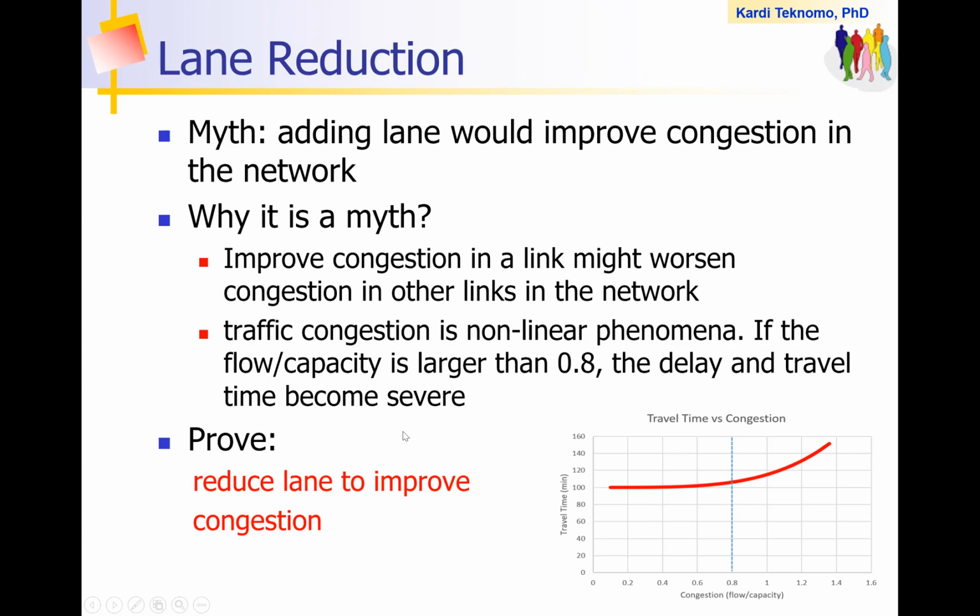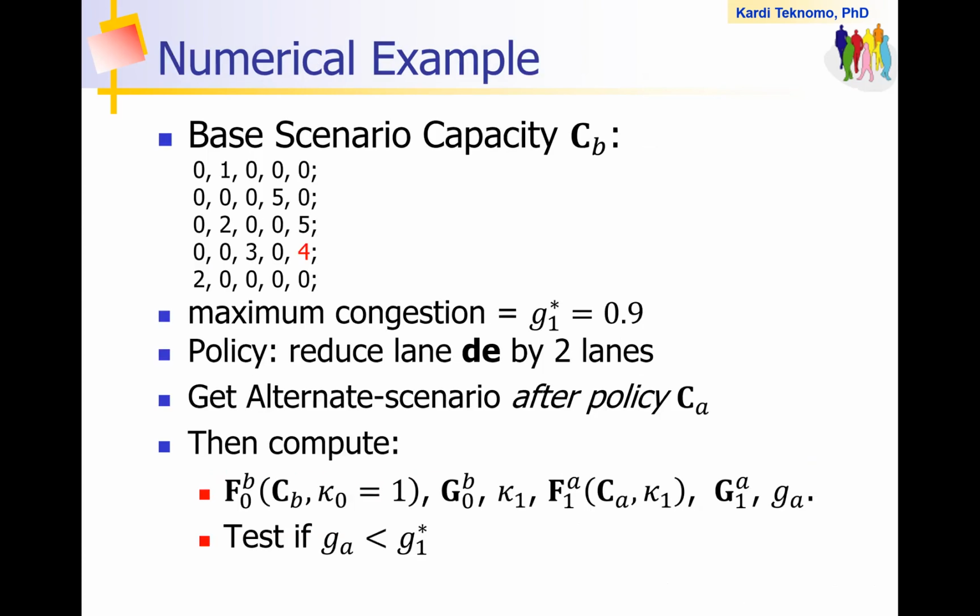So in that case, we can prove this is a myth by reducing the number of lanes to improve the congestion. Is it possible? Let's try. Again, I have a numerical example here. You need to try after this. This is already in the capacity matrix. All you need to do is copy and paste this. Two things are given: the base scenario and the maximum congestion, 0.9. And then you have a policy. So three things: the base scenario, the maximum congestion, and the policy.